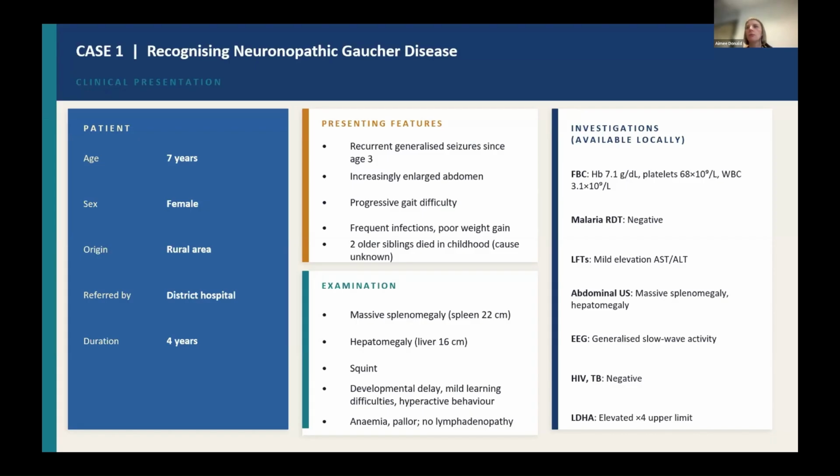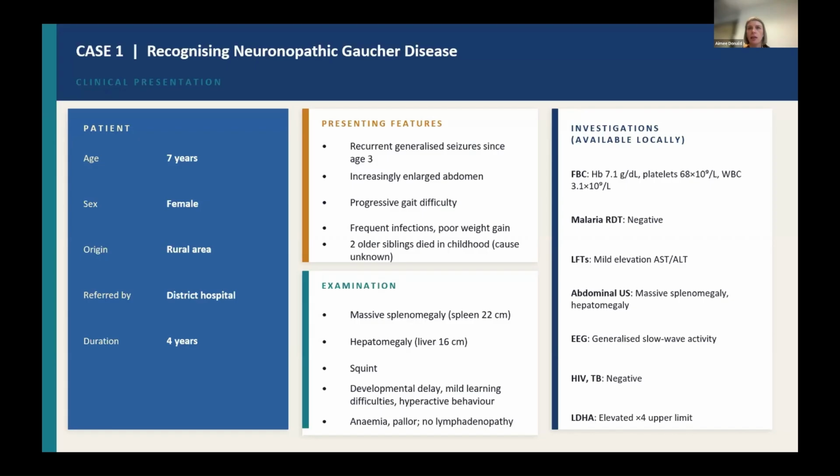So a full blood count, or a complete blood count, as some of you may call it. So the HB is 7.1, platelets are 68, white cells are 3.1. You've done a malaria screen and it's negative. You've got a slight elevation of liver enzymes. The ultrasound of her abdomen confirms what you found when you've examined, so massive splenomegaly and hepatomegaly. There's some generalized slow wave activity on the EEG, and your HIV and TB screens are negative, and your LDH is elevated 4 times the upper limit of normal.